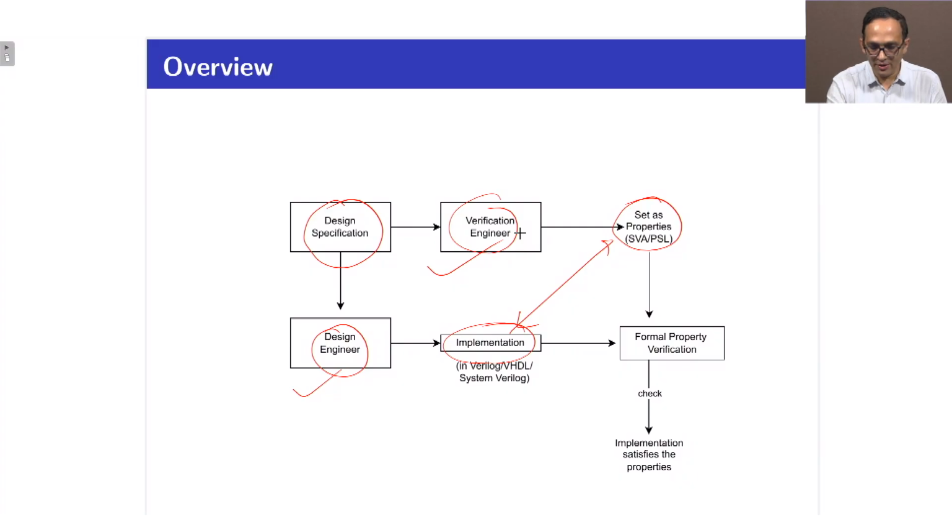Whatever the implementation, if it is a sorting algorithm, it does not matter whether you optimize for area, power or delay; at the end of the day it should sort your inputs. The correctness property encodes those things. This is an independent task, and then formal property verification checks whether the implementation satisfies these properties or not. If your implementation satisfies those properties, that means your implementation is correct. This is the overall formal property verification approach.